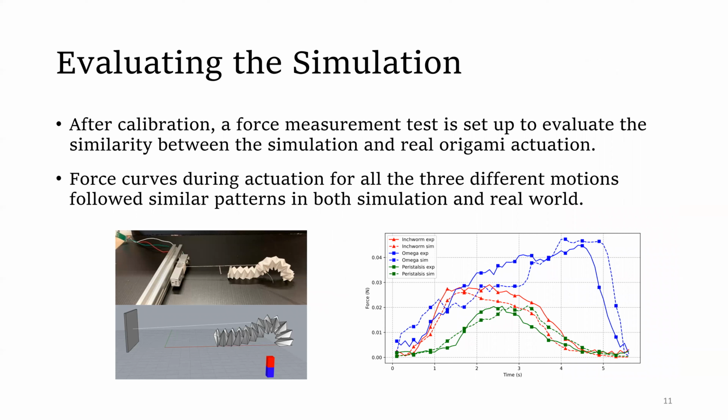After fixing all the unknown simulation constants, we evaluated the simulation using another set of experiments. Firstly, a force test was done by tying the origami to a string, which is connected to a measuring device. During the origami actuation cycle, the force curves for all three different motions were plotted and were found to resemble closely. The setup and force curves are shown below.